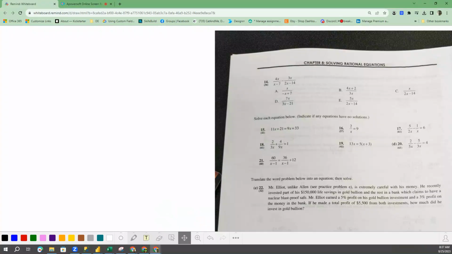Okay, so we are moving on to number 14. This is subtraction. Numerators are just monomials, so you don't need to put them in parentheses. The denominators are not the same, so we need to do the dots this time. So 4x over x minus 7, minus 3x over 2x minus 14.